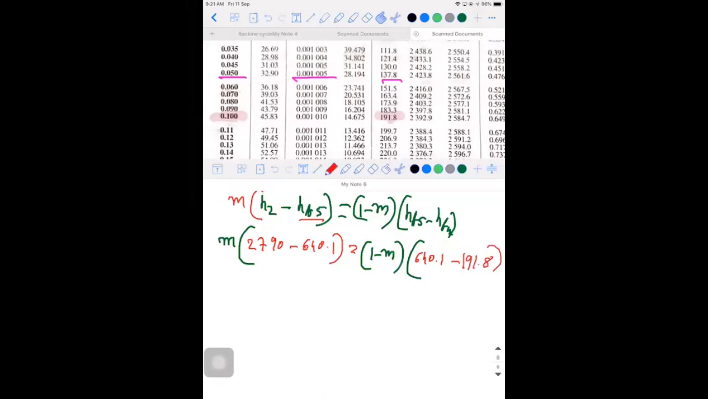And then we'll make this like this. m by 1 minus m is equal to 640.1 minus 191.8, divided by 2790 minus 640.1.